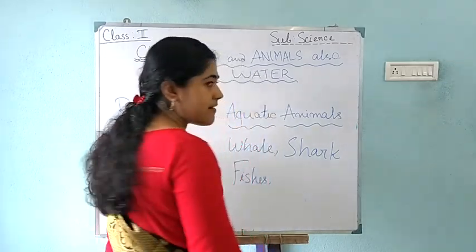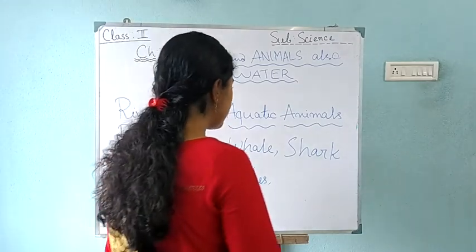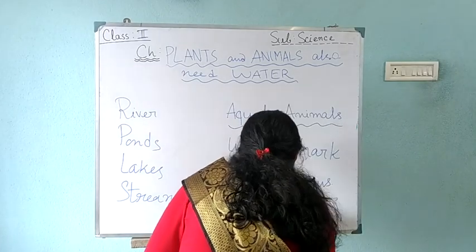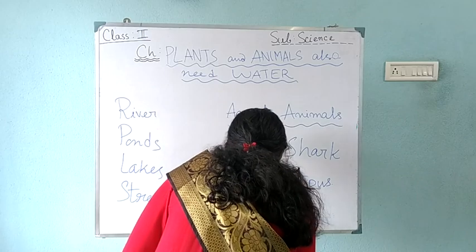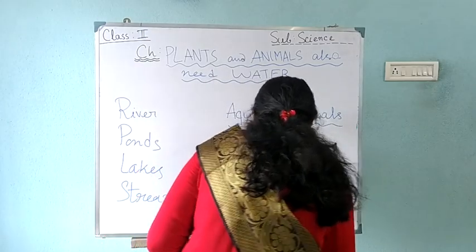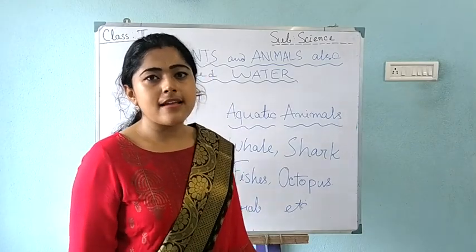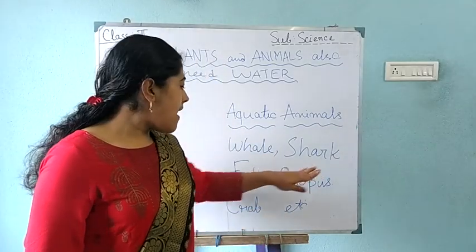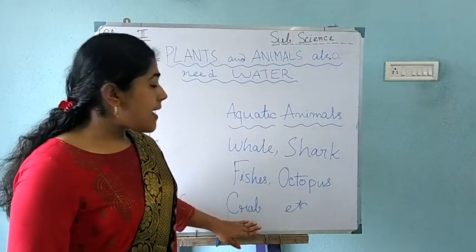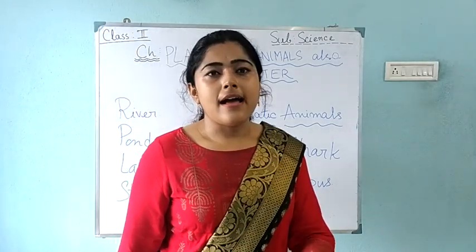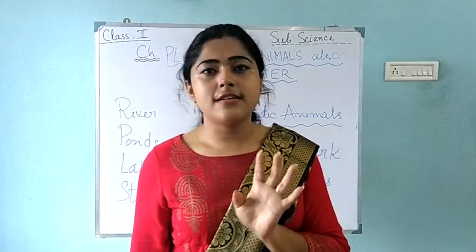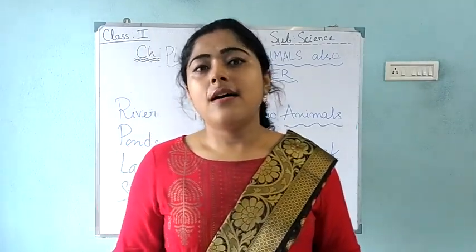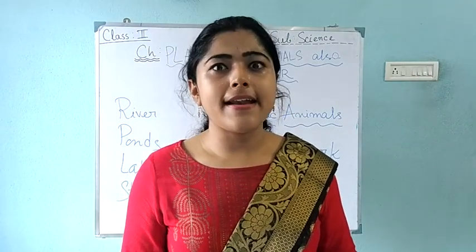You all eat fish, right? So those fishes are aquatic animals, and octopus. Some crabs also live in water, etc. Those animals are aquatic because water is their home and they live in water. So they are whale, shark, fishes, octopus, any water crab, etc. If you want to know more, you can watch the Discovery channel on TV and you can see there. Now you have to do it at your home and read it very attentively.